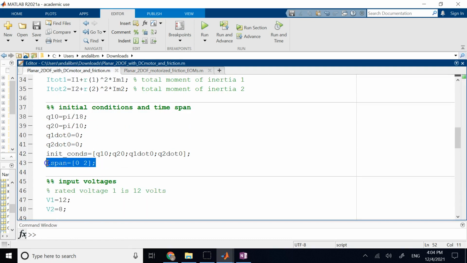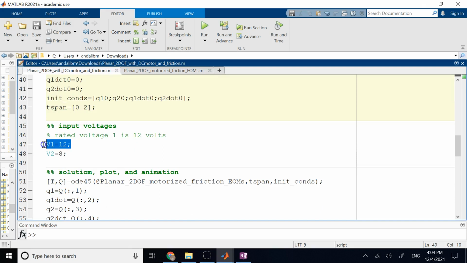By the way, I'm simulating the behavior for 2 seconds. I choose the initial angles to be like 10 degrees and 18 degrees for link 1 and link 2, starting from 0 velocities. And I use 12 volts and 8 volts for each one of the motors.